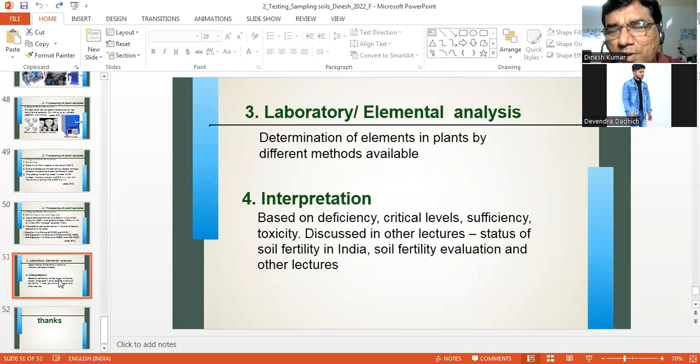And then you will follow some laboratory procedures for elemental analysis, and then interpretation. Interpretation is based upon the concentration of different nutrients. You can see whether it is critical or above the critical. Is it sufficient, insufficient? So a variety of interpretations you can make from the results obtained in the analysis.